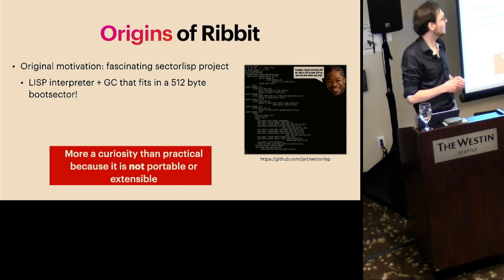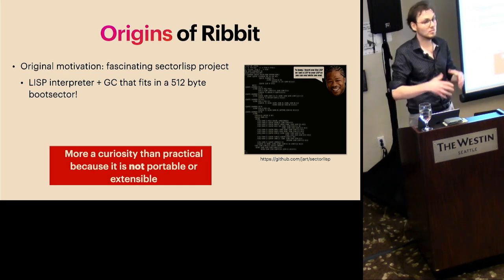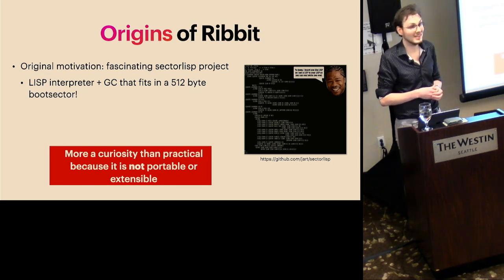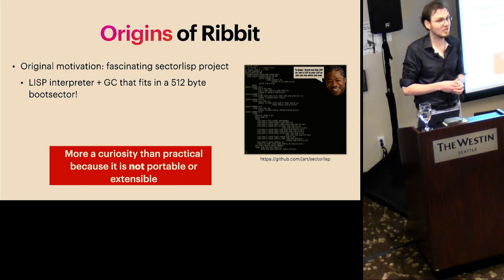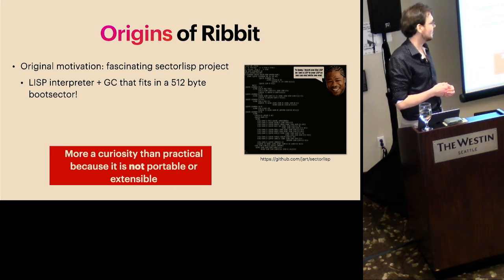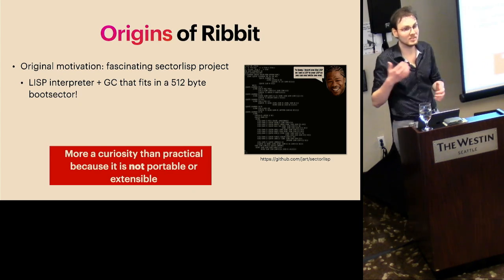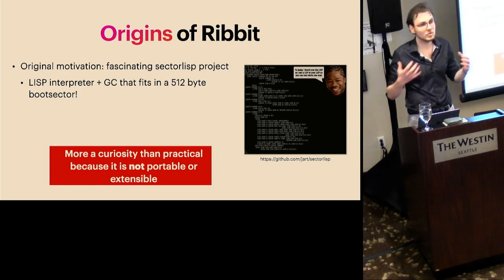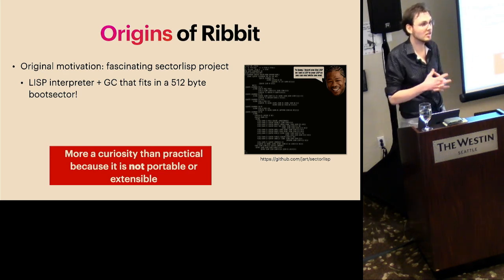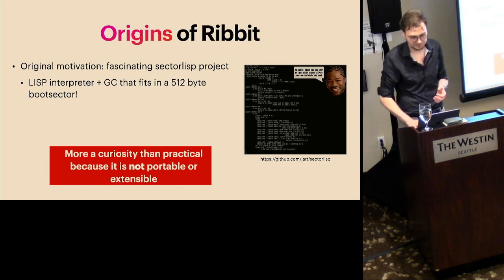So a little bit about the origins of Ribbit. Ribbit was motivated by a fascinating project called Sector Lisp, which was able to fit a Lisp implementation with GC in 512 bytes. While a nice experiment, it's more a curiosity than actually practical because it's not extensible or portable. So we wanted to take a different approach to reducing code like this, and this is what we present as Ribbit.